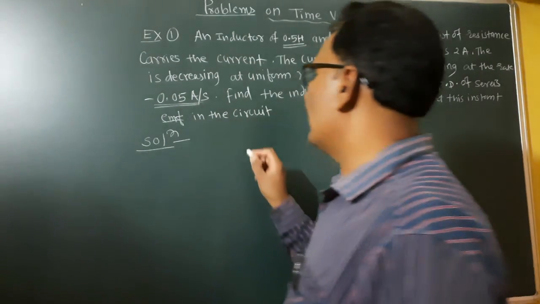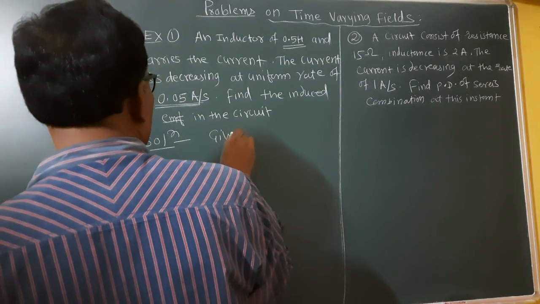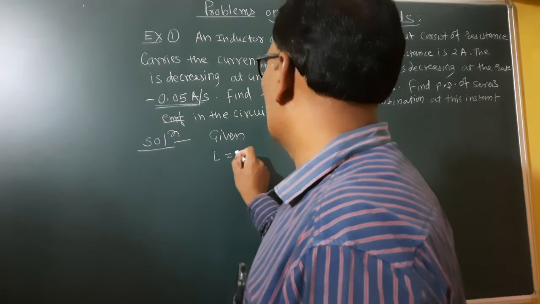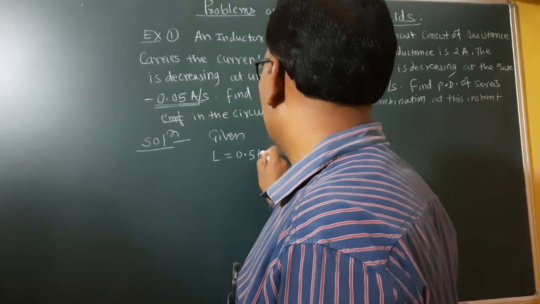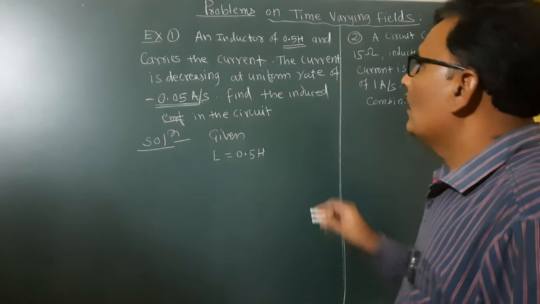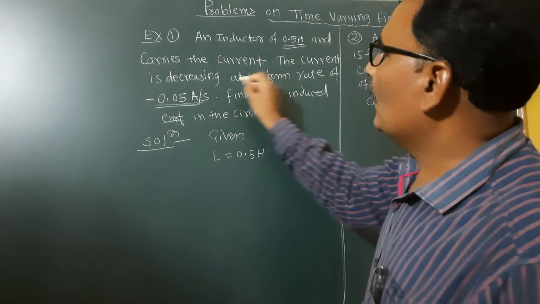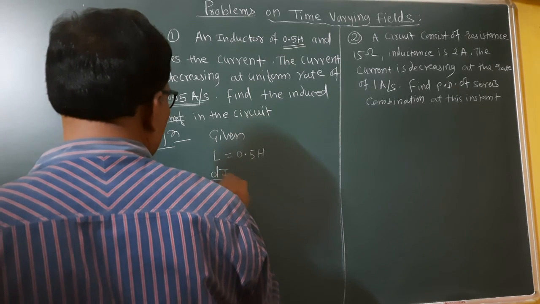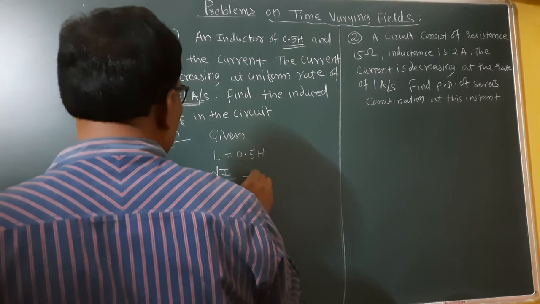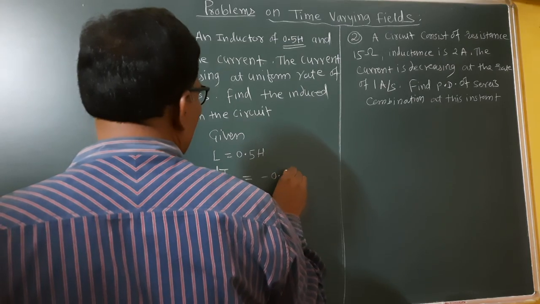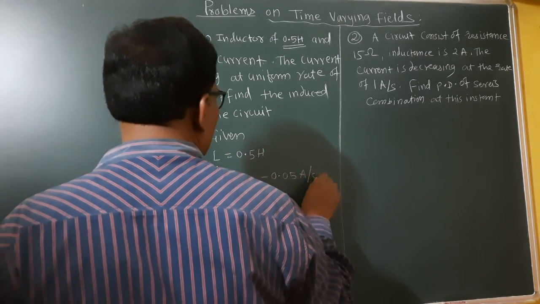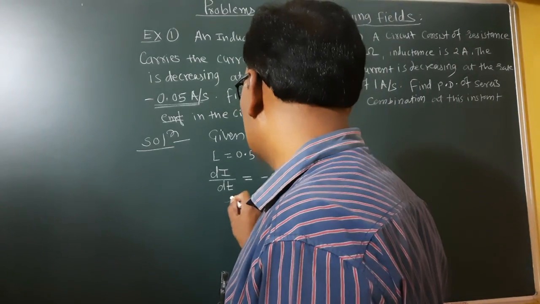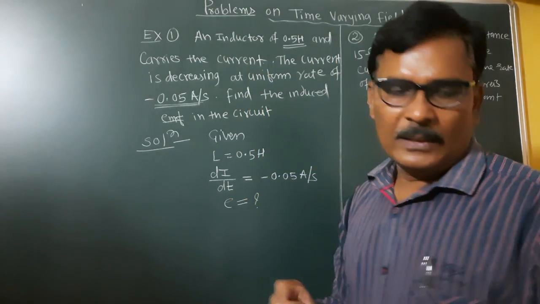First of all, we have to write the given data. What is given here? Inductor of inductance, that is L equals 0.5 Henry. Secondly, it carries a current that is decreasing at a uniform rate, di by dt equals minus 0.05 ampere per second. This is the rate of current given here, and we have to find the induced EMF.